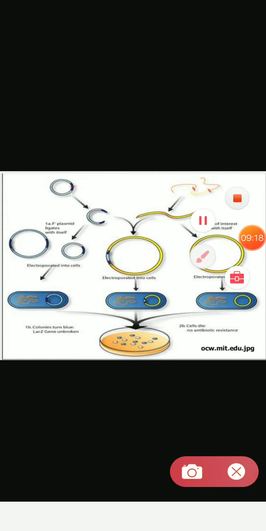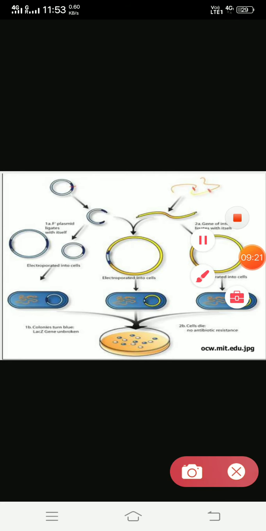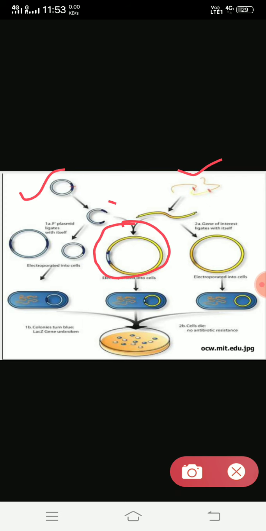Here the example is given. Here we can see our plasmid molecule, and here there is a gene of interest. This molecule is nothing but our recombinant DNA molecule, because it contains both our gene of interest and the plasmid molecule. Therefore it is recombinant DNA. Here there is only the plasmid molecule, and here only our gene of interest, which means there is no ligation.